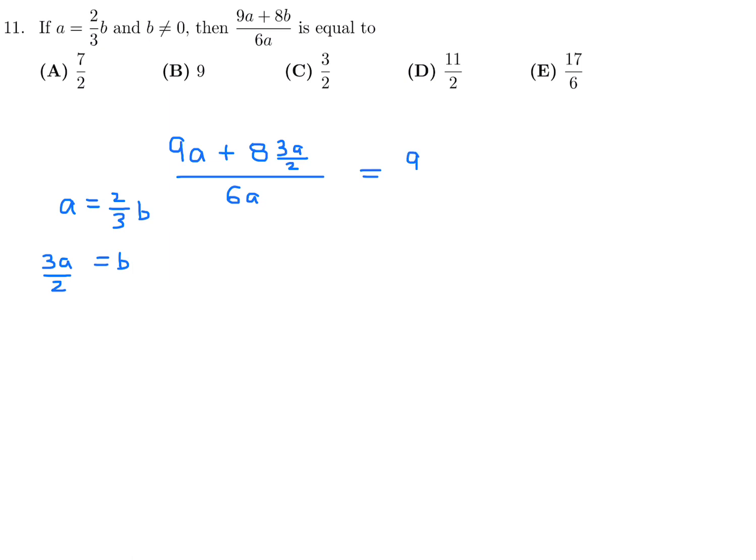So this is going to be 9a plus 8 divided by 2 is 4, 4 times 3 is 12, 12a, all over 6a. And that is 21a over 6a. The a's cancel and you just get 21 over 6. Divide top and bottom by 3 and you'll get 7 over 2. And therefore number 11, the answer is A.